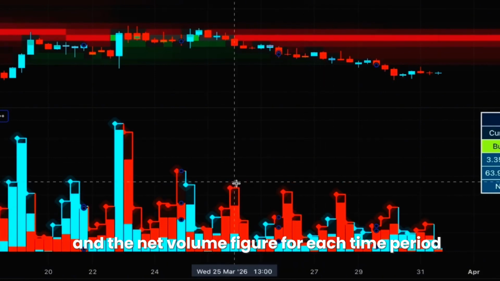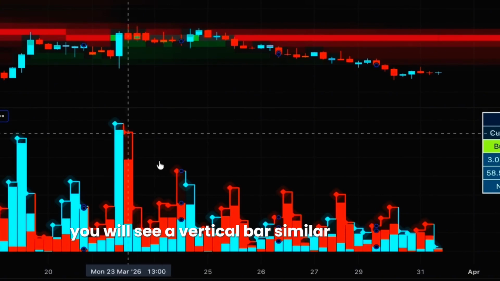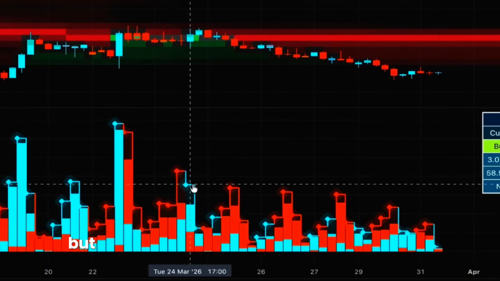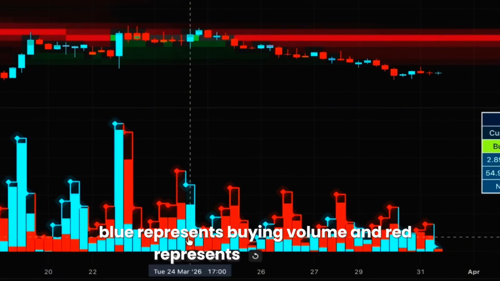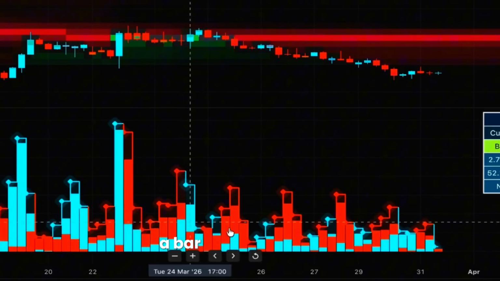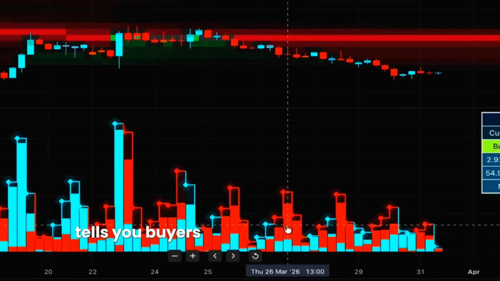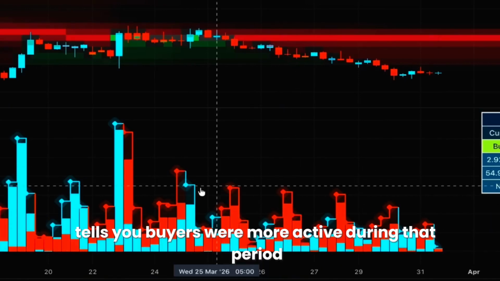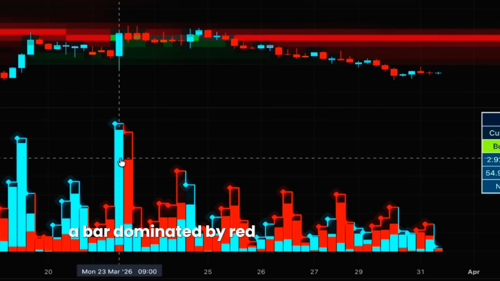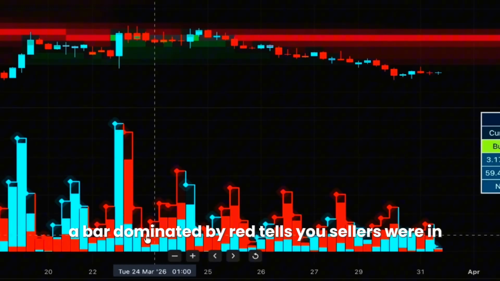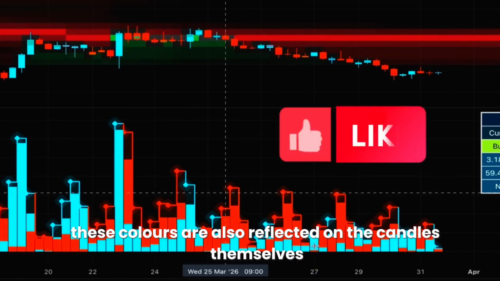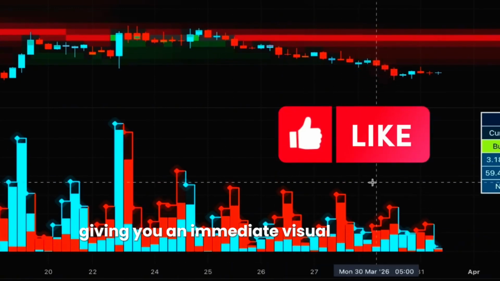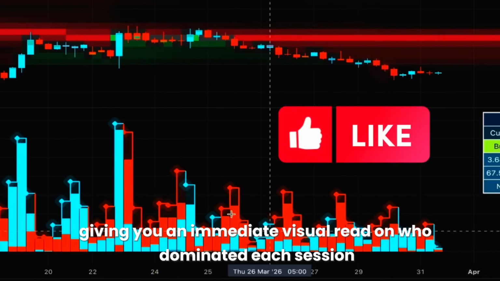For each time period, you will see a vertical bar similar to a standard volume bar. But inside each bar, there are 2 distinct colors. Blue represents buying volume, and red represents selling volume. A bar dominated by blue tells you buyers were more active during that period. A bar dominated by red tells you sellers were in control. These colors are also reflected on the candles themselves, giving you an immediate visual read on who dominated each session.